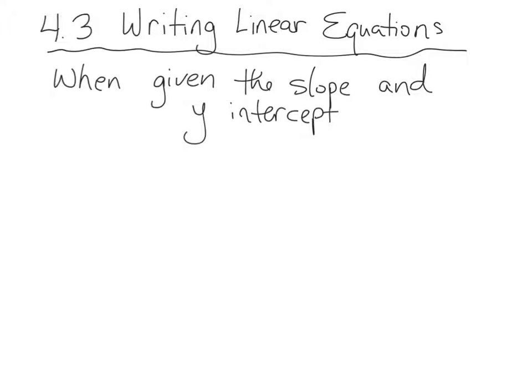Okay, so now we've been graphing linear equations. Now we're going to write them out. So the first thing I'm going to start with is when given the slope and the y-intercept. So if you have a problem and you are given the slope equals, we'll go with 5, and the y-intercept equals, we'll go with -2. Let's throw a negative in there.